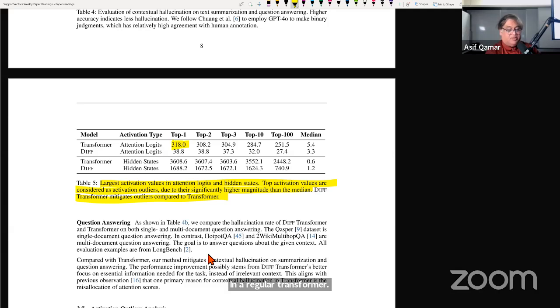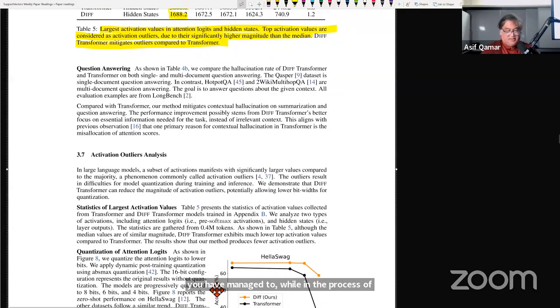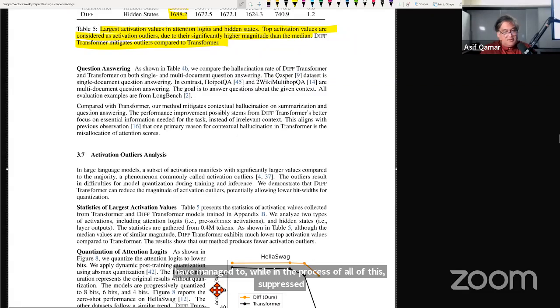Attention logits, the top will be 318 in value, whereas the diff transformer has a much more muted result. And internal hidden states in the transformer, like after the layers, the feed forwards and so forth, I'm guessing that's what it means, are also lower. So it's quite nice that, in the process of all of this, you have managed to suppress this problem of activation outliers.